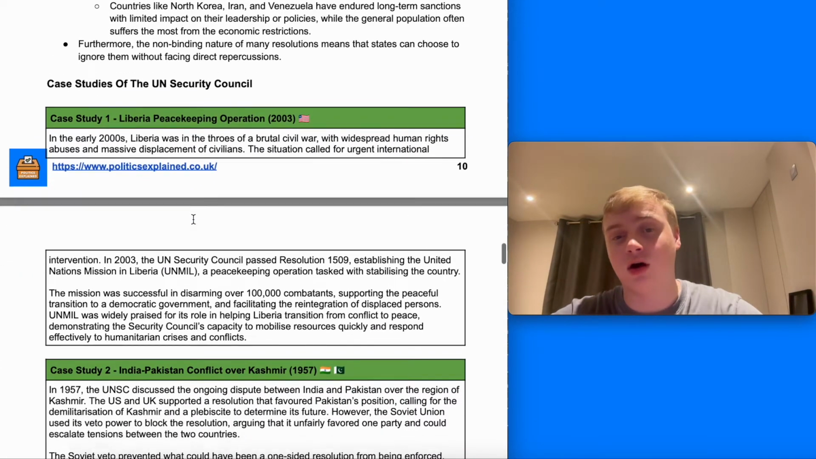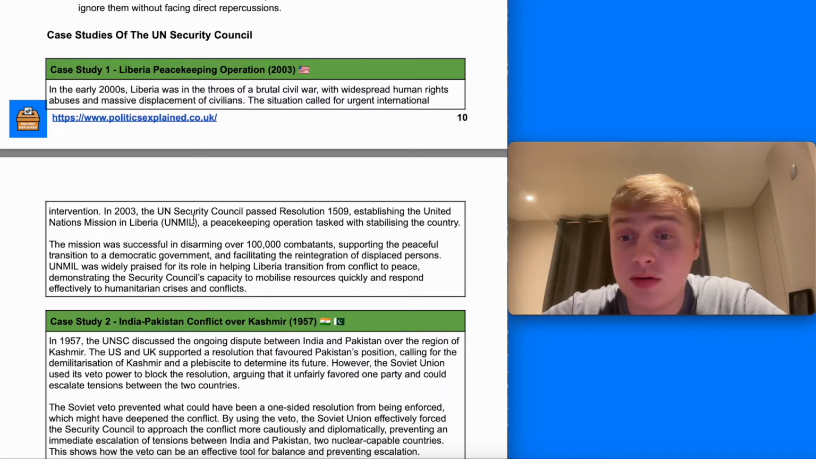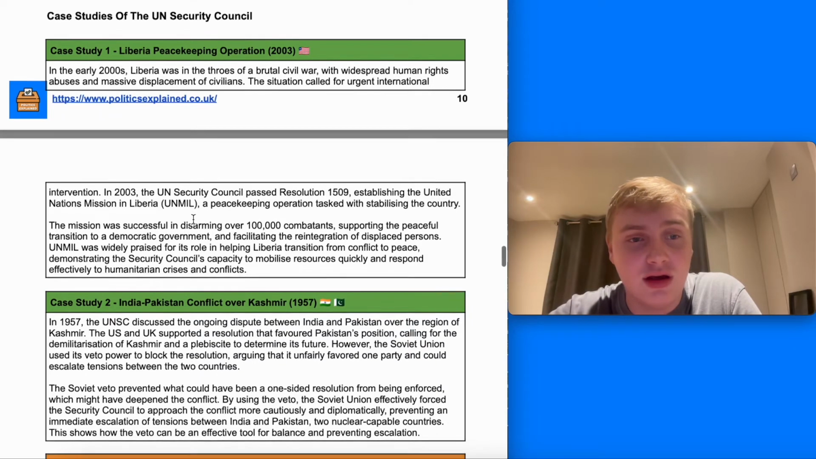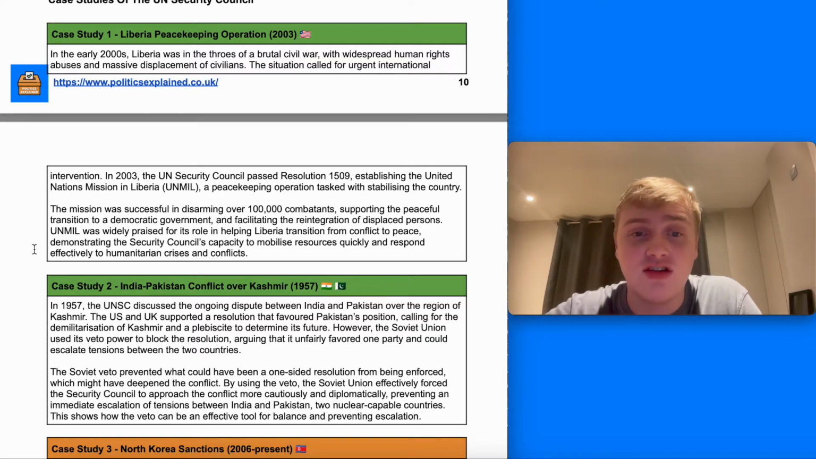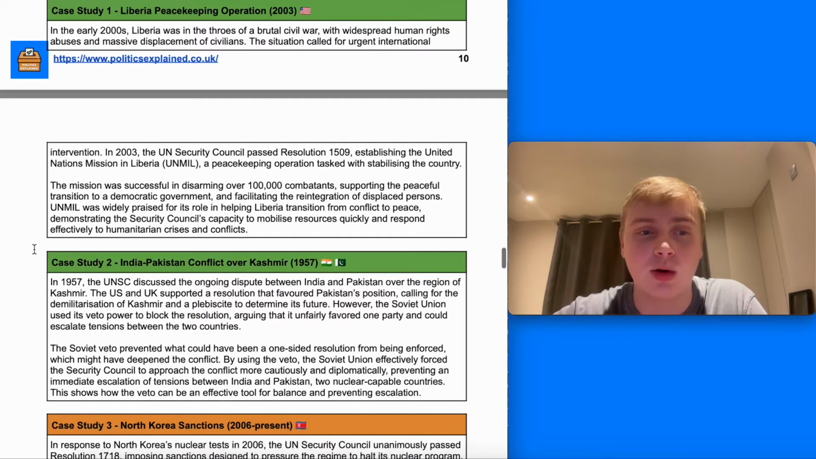In terms of some case studies, I thought I'd look at first some successful ones and then go into some less successful ones. The successful one is a peacekeeping operation that was authorised in 2003 in Liberia, which at the time was in the throes of a civil war and there were widespread human rights abuses. The UN Security Council passed Resolution 1509 establishing the United Nations Mission in Liberia, a peacekeeping operation tasked with stabilising the country. It was successful in disarming over 100,000 combatants, supporting the peaceful transition to a democratic government, and facilitating the reintegration of displaced persons. So it was widely praised as being successful in helping Liberia transition from conflict to peace.